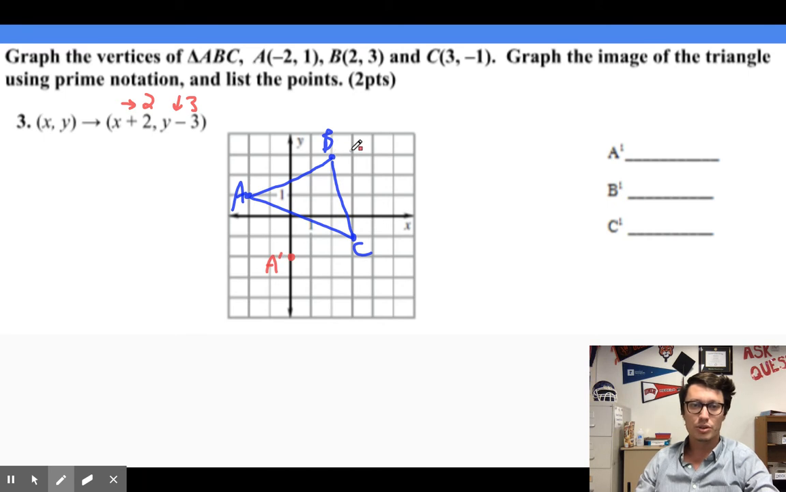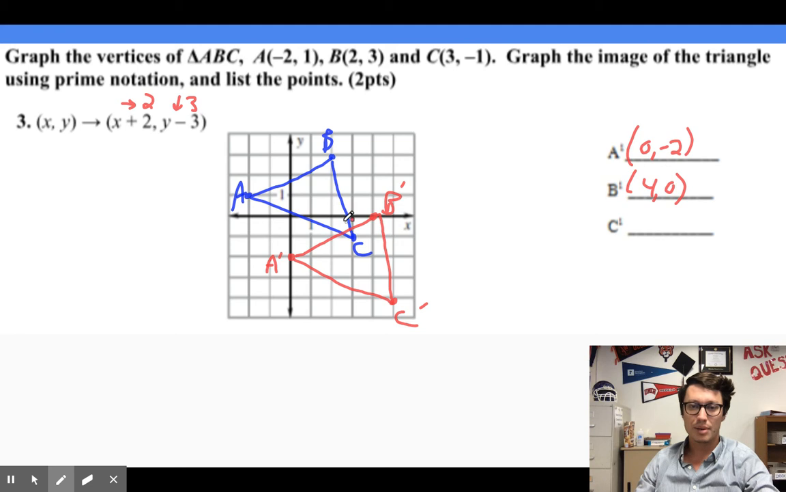B prime, we go to the right 2, down 1, 2, 3. That there is B prime. And C prime, we go to the right 2, down 1, 2, 3. That there is C prime. We have our new triangle. And now we have to actually write down the coordinates. A prime is at 0, negative 2. B prime is at 4, 0.